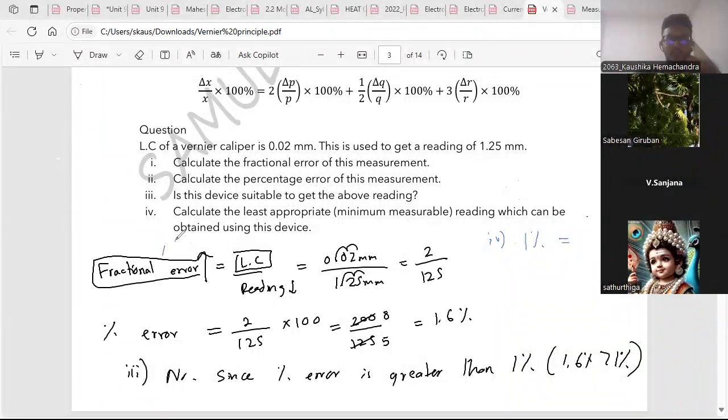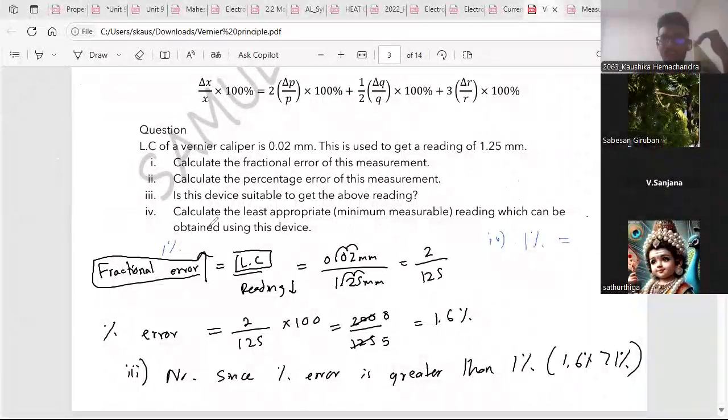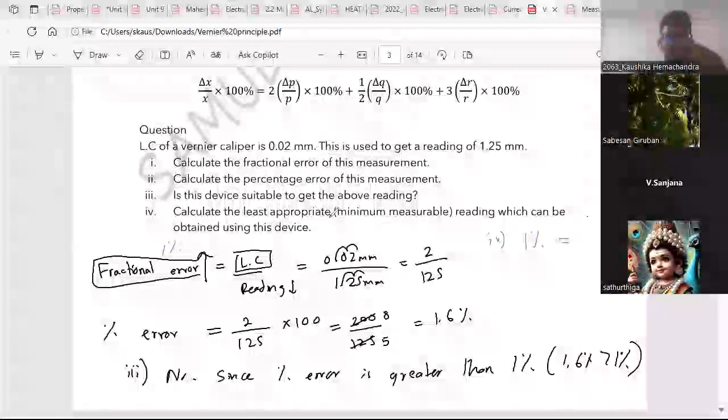When fractional error is 1%, we have a certain reading. That is the minimum reading that we can take accurately. If the reading is more than that, fractional error is less than 1%. Then it's good. But what they're asking is the minimum reading that can be obtained using this device, for it to be accurate also.